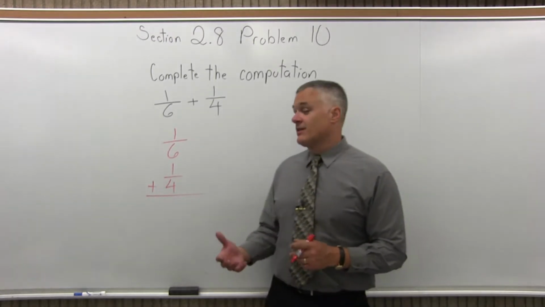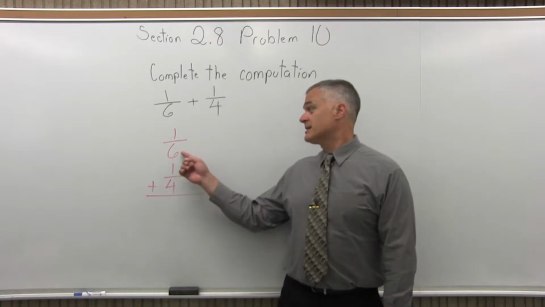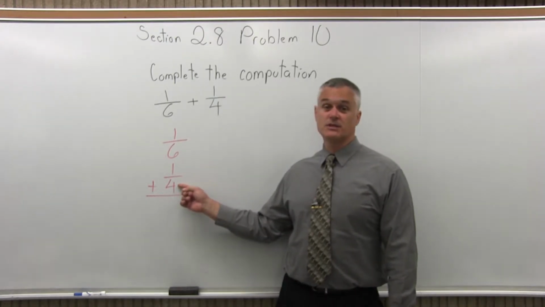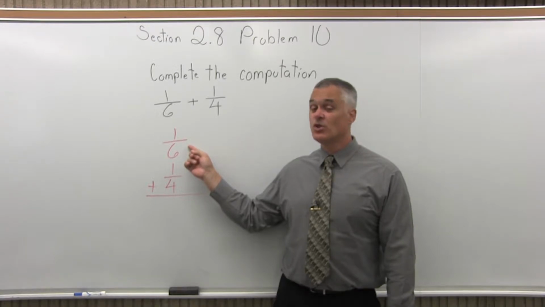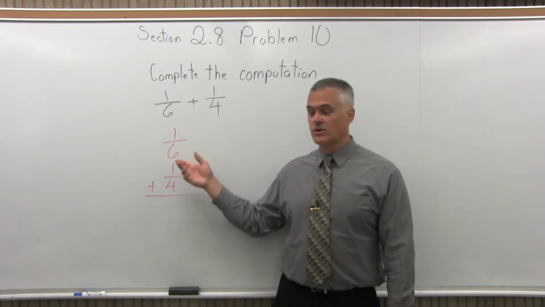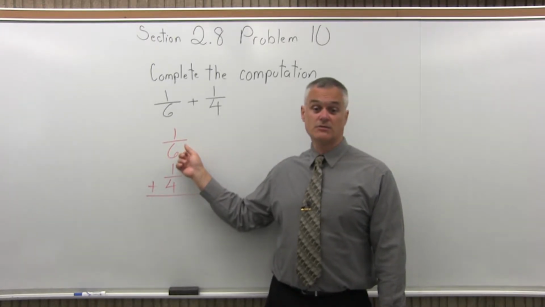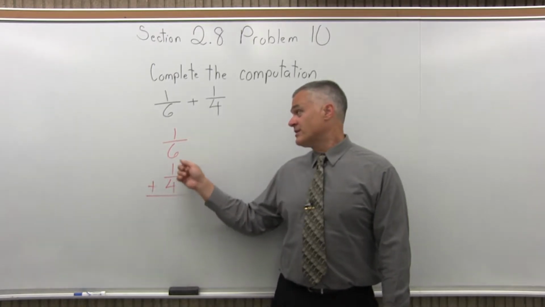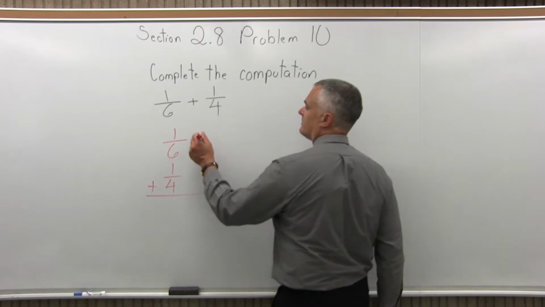Now, the denominators are different. When they're different, we need to find the common denominator. And I start by asking myself, will the smaller denominator, in this case 4, divide into the larger denominator of 6 evenly? And it will not. So then I take the larger denominator and I double it, then triple it, quadruple it. So if I take the 6, the larger denominator, and double it, I have 12. Now, will 4 divide into 12 evenly? Yes, it will. So 12 is a good denominator.